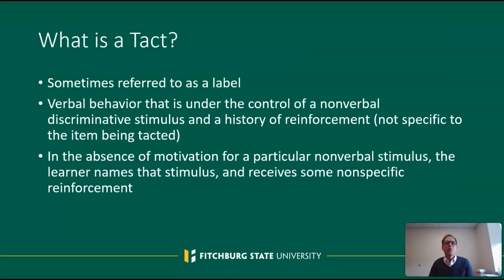All right. So moving on to the next verbal operant, and that's a tact. A tact is sometimes referred to as a label. That's an easy way to think about it. And this is verbal behavior that's under the control of a nonverbal discriminative stimulus and a history of reinforcement that isn't specific to the item being tacted. So basically, in the absence of motivation for a particular nonverbal stimulus, the learner names that stimulus and then receives some nonspecific reinforcement.